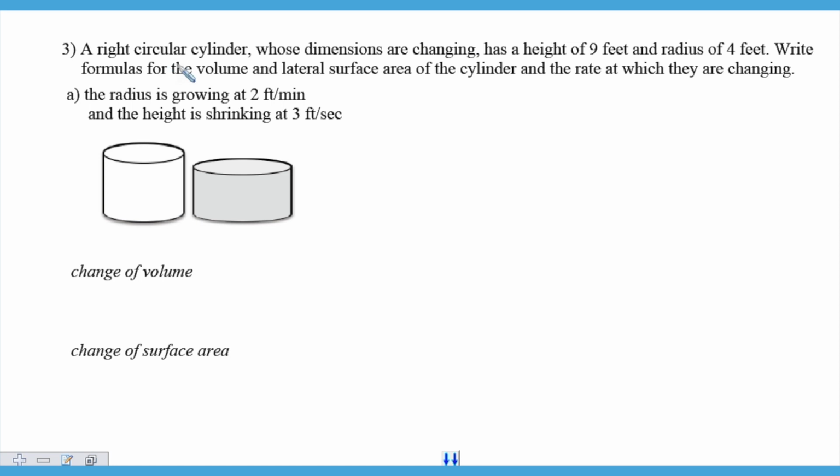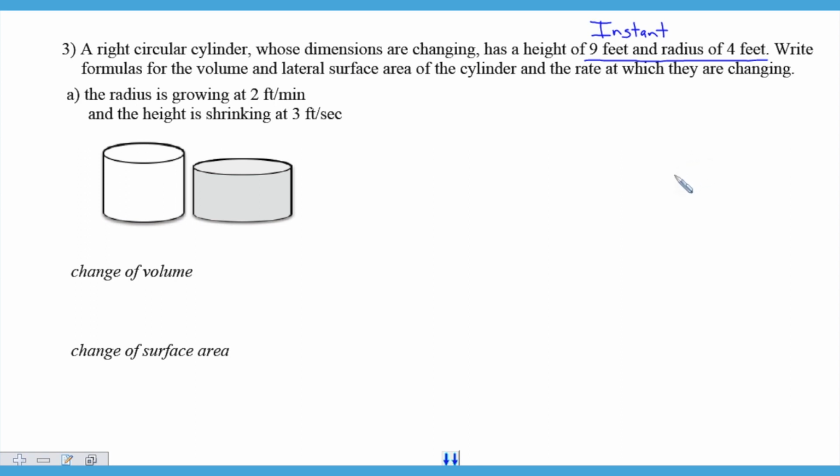So we got a right circular cylinder. There they are. And it says dimensions are changing. All right, well, we got it with respect to time. It has a height of 9 and a radius of 4 at an instant, guys. So this is your instantaneous information. You cannot use this until after we implicitly differentiate, okay?